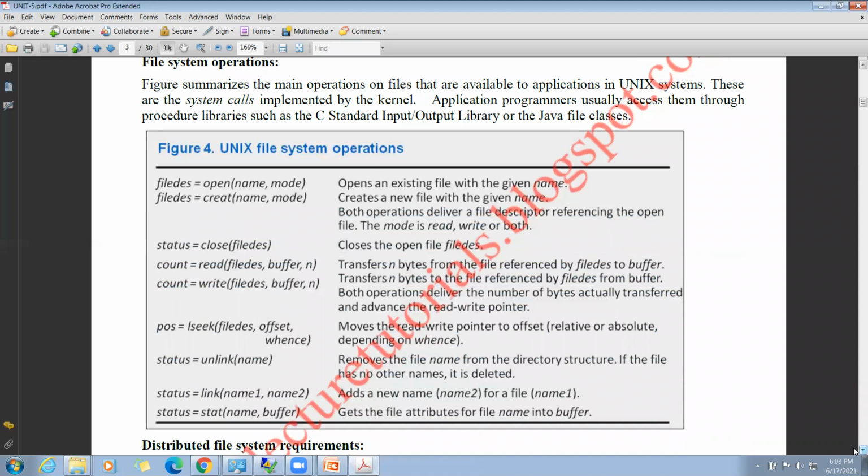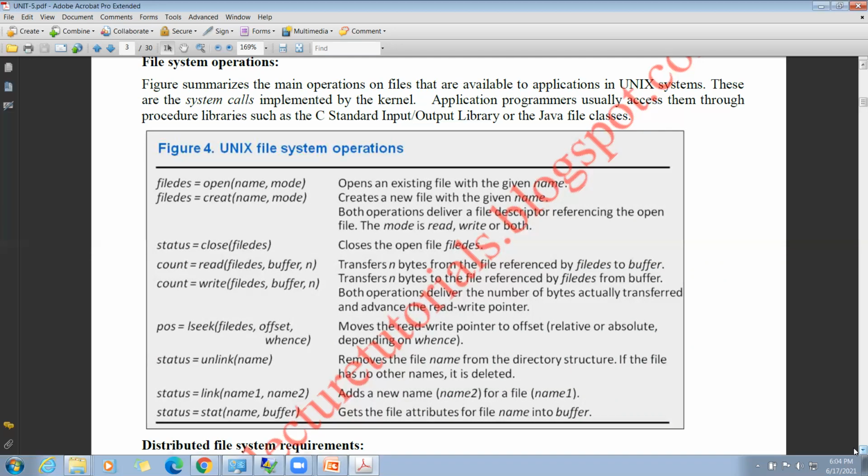Here, the following diagram shows the main operations on files that are available to applications in Unix systems. Okay, this is an example which is related to Unix systems. These are the system calls implemented by the kernel. By system calls also we can perform operations on the files. Here, see Unix file system operations.